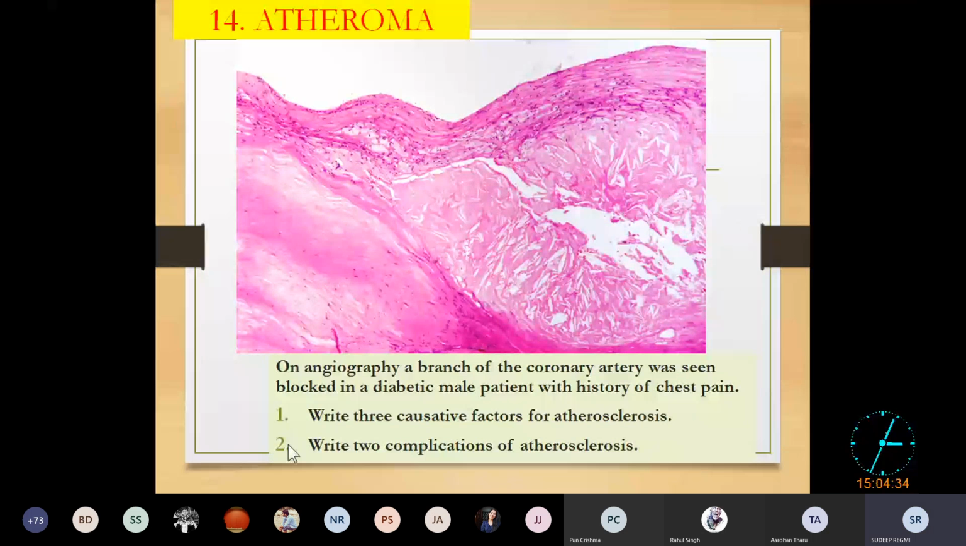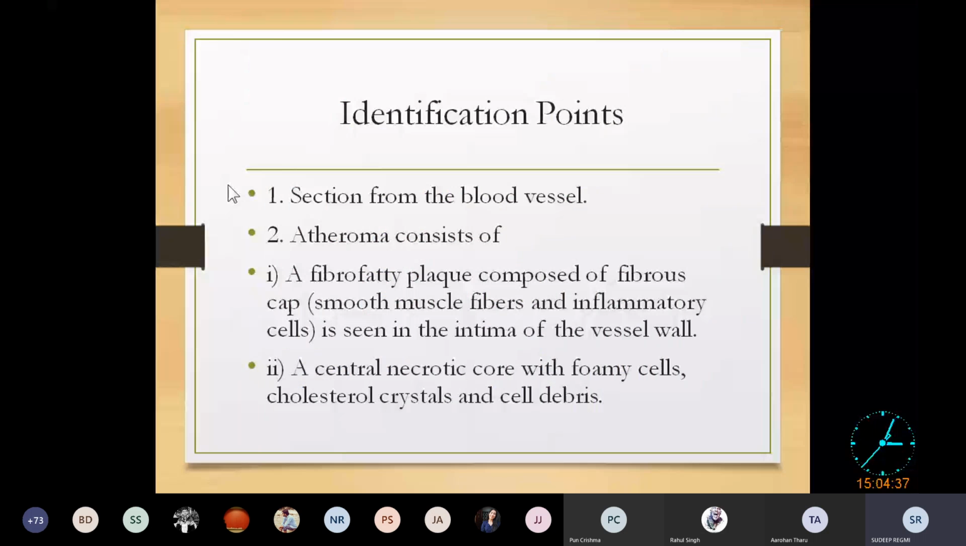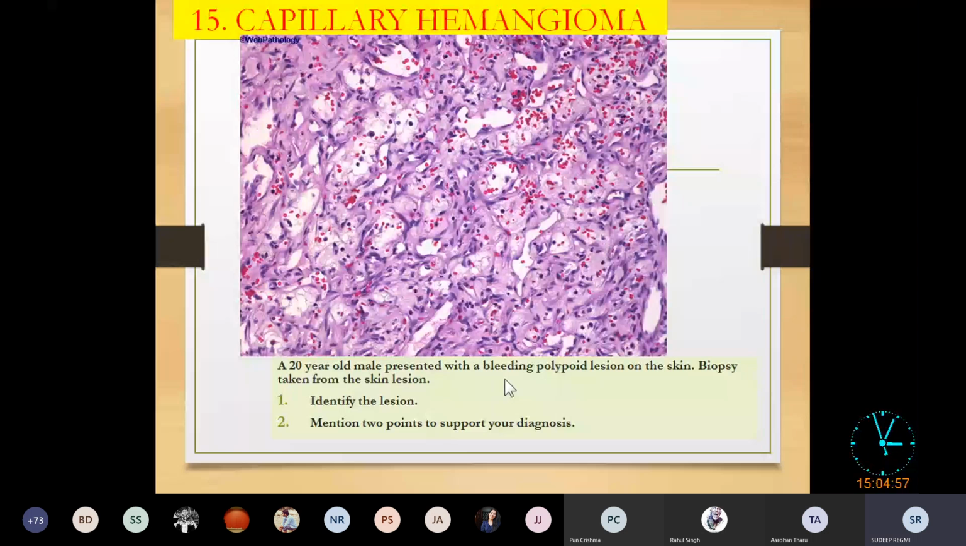The identification points: sections from the blood vessel show the presence of an atheroma consisting of a fibrofatty plaque composed of a fibrous cap with smooth muscle fibers and inflammatory cells in the intima of the vessel wall, and a central necrotic core with foamy cells, cholesterol crystals, and cell debris. Is that okay? Any problem? No, sir. Then we'll move on with the 15th slide. Describe this, please.